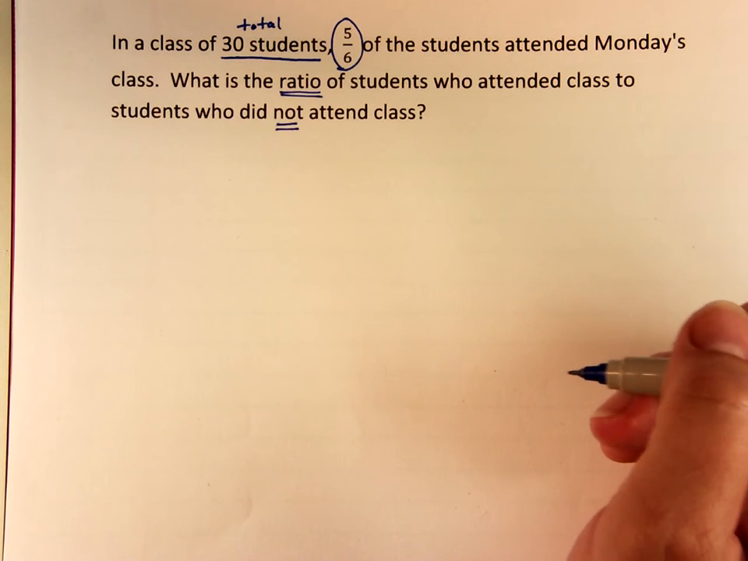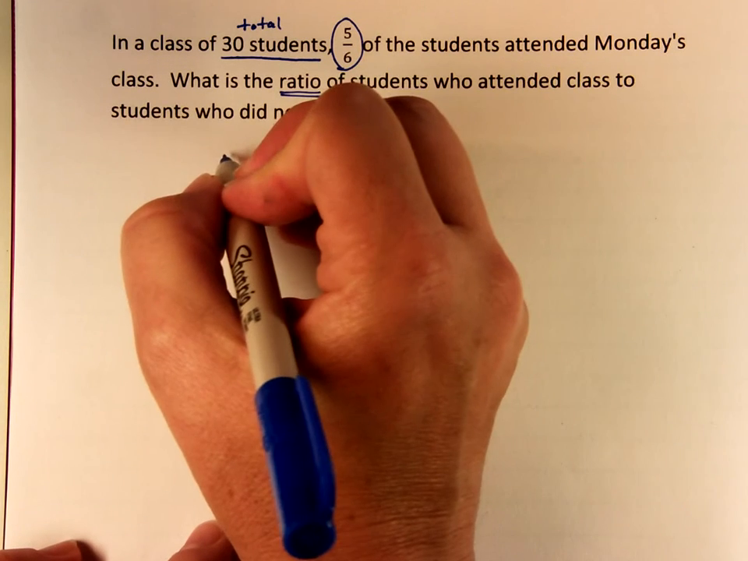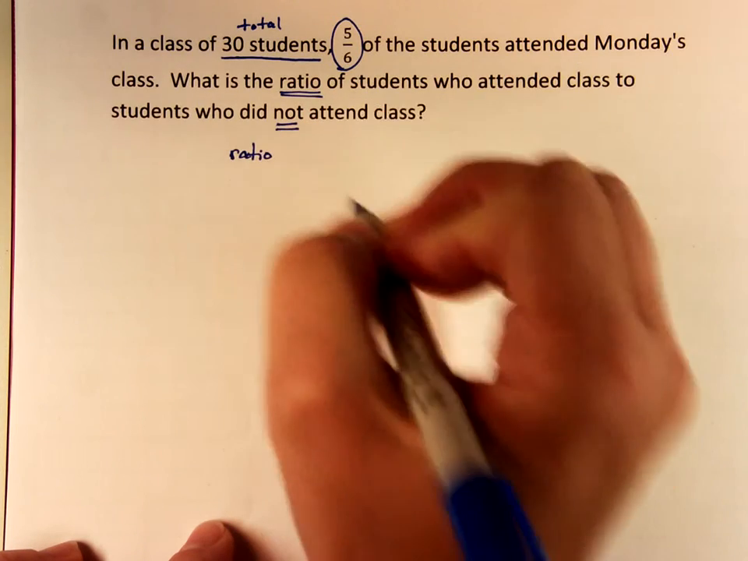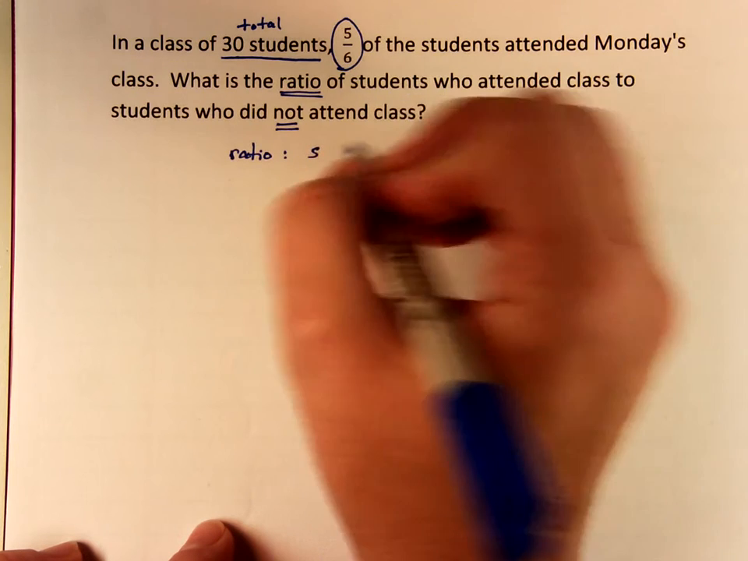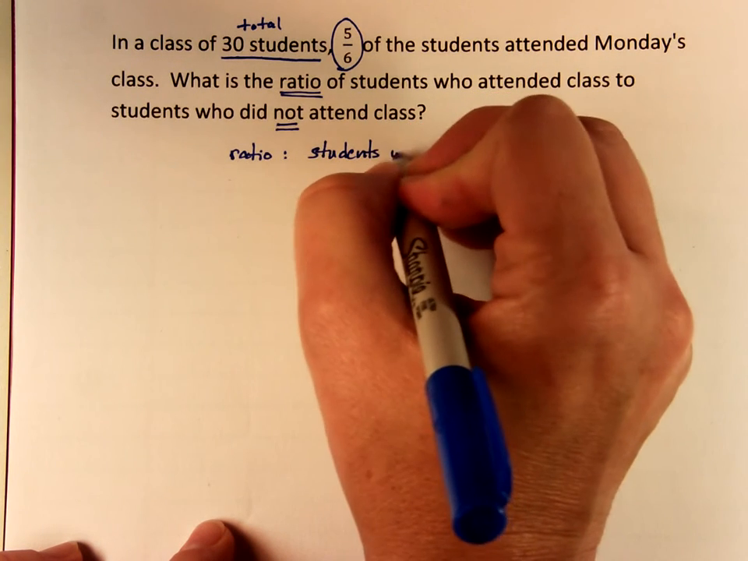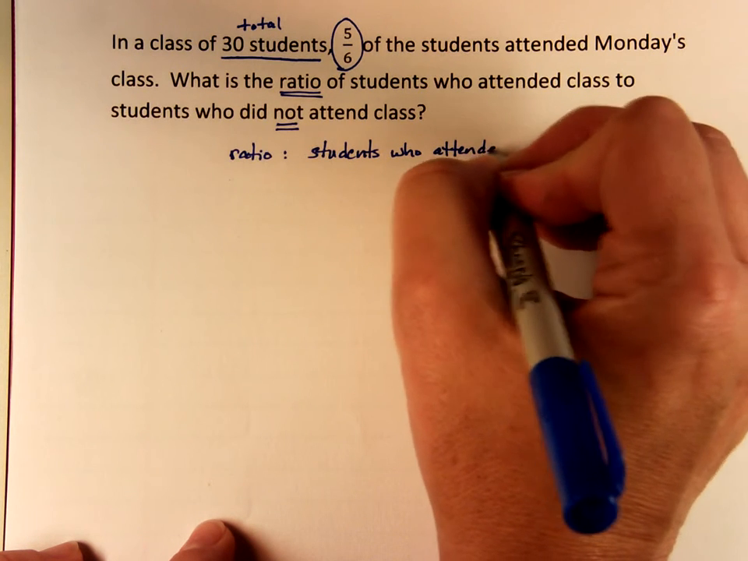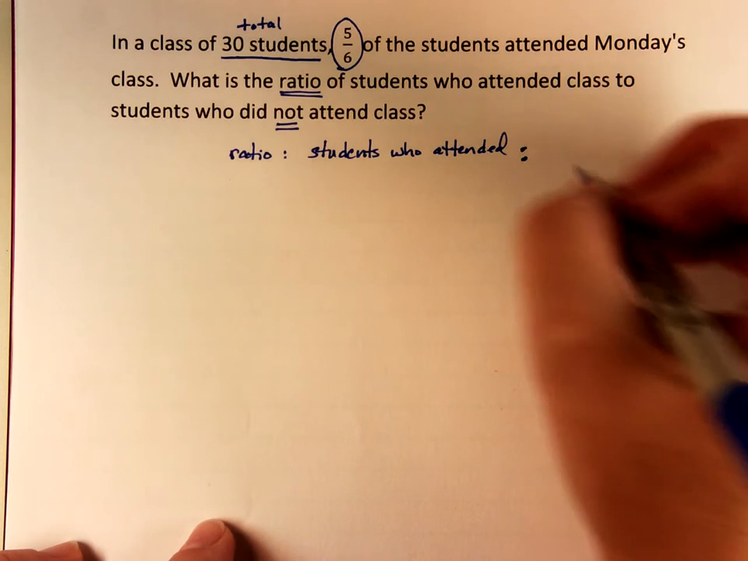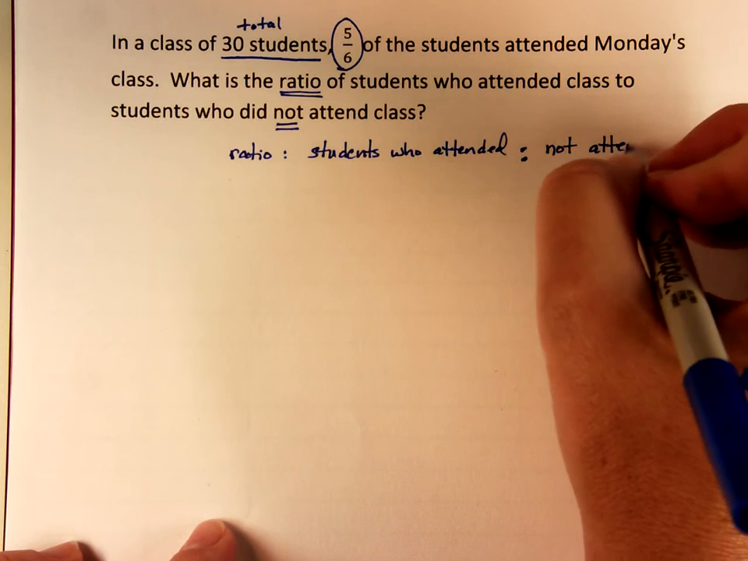That's important as well. Okay, and sometimes when I'm writing, I'll just add something here. Ratio is going to be students who attended compared to students who did not attend. Okay.